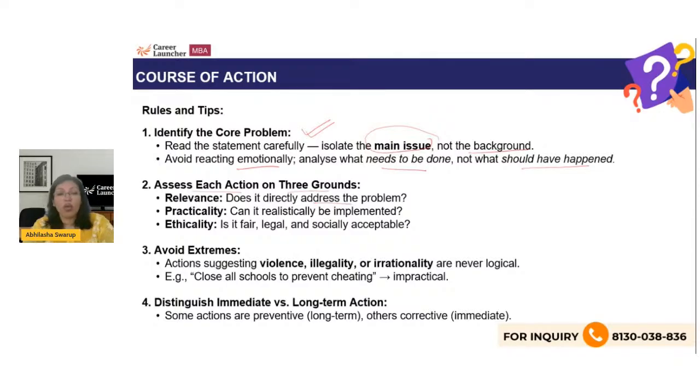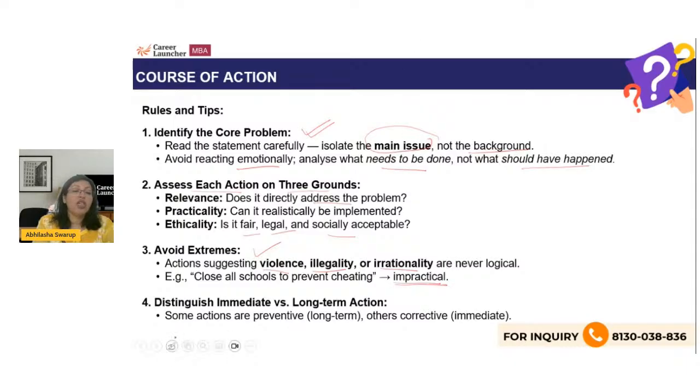Does it solve the question that we have? Practical, can it be actually done? It should not be something imaginary that you and I are talking about. And also ethical, if it is fair, legal, and socially acceptable. Then avoid extremes. Any suggestion of violence, illegality, irrationality are not logical, right? Closing all schools to prevent cheating will be impractical. You cannot do that, right?